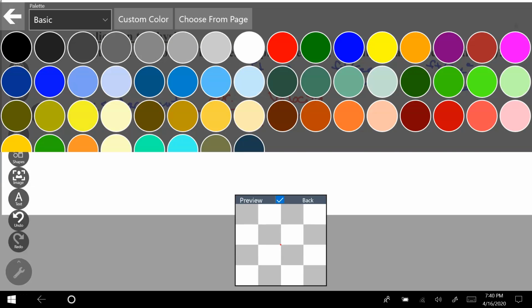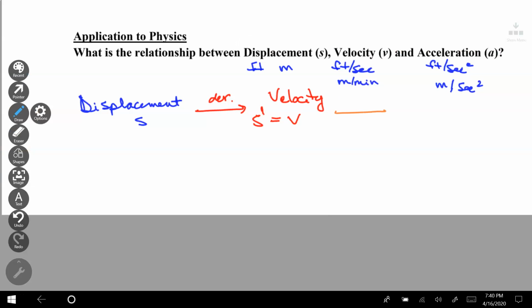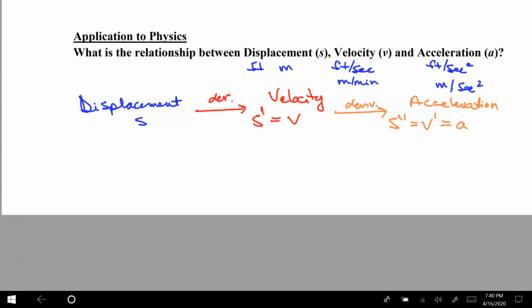And if I take its derivative again, s double prime is equal to v prime is equal to acceleration. That's a relationship in physics that we use with calculus, is that my displacement is my position, its change in displacement is called velocity, or s prime is equal to v, and that second derivative of the displacement, or the first derivative of velocity, is its acceleration.